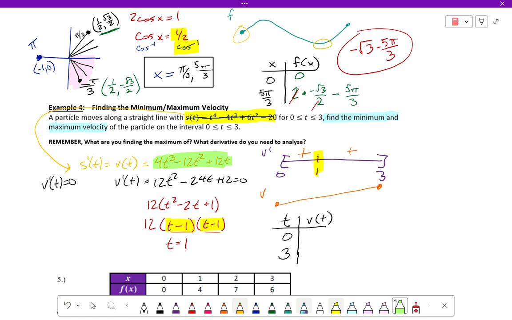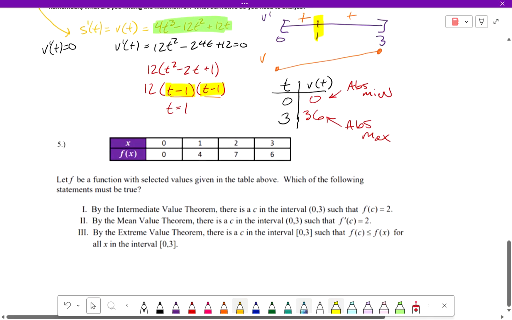If I plug in 0, I get 0. If you plug in 3, it's 36. You can do the math. I don't really want you to, but there it is. It's 36. This is my absolute minimum, and this is my absolute maximum. Questions on what we did there on that one? Take the derivative, set it equal to 0, and solve. In that case, we had to take the derivative of the thing we were finding the max or minimum of.